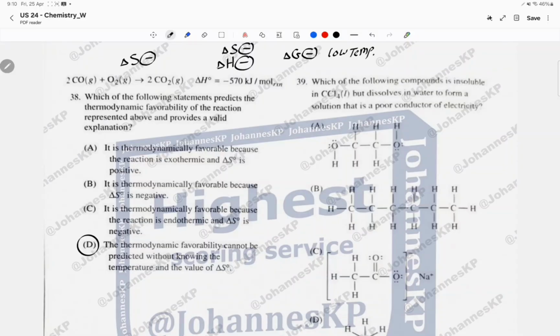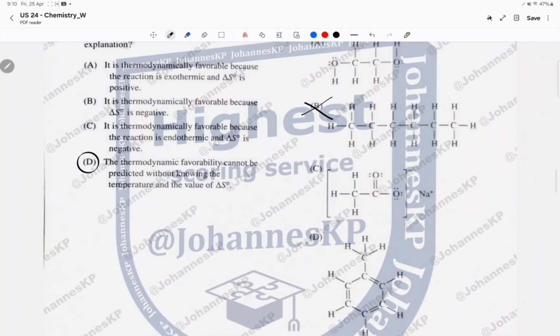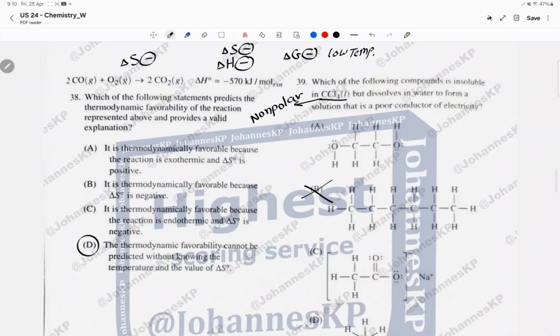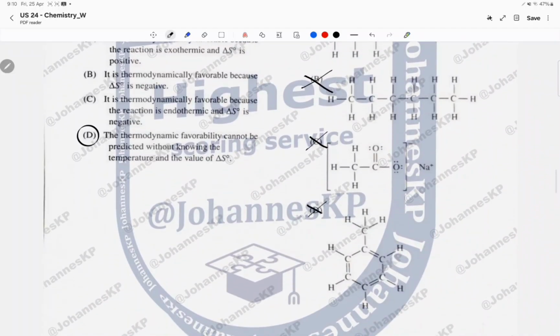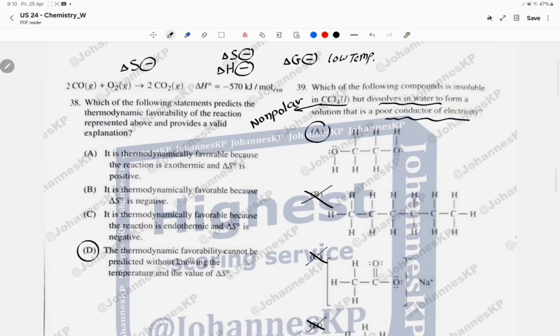39. Which of the following compounds is insoluble in CCl4? Now, you must know that CCl4 is going to be nonpolar. They're simply asking which of the following is going to be polar, right? So it's not B. Now, insoluble in the CCl4 but dissolves in the water. That's a poor conductor of electricity, so not ionic. So it's not C. This one is going to be nonpolar. We want a polar that's not charged. So A, it has hydrogen bonding, but it's not charged. So poor conductivity.